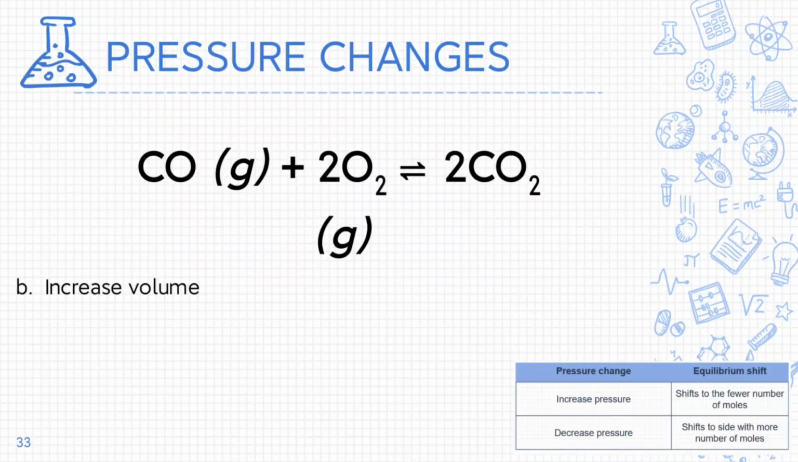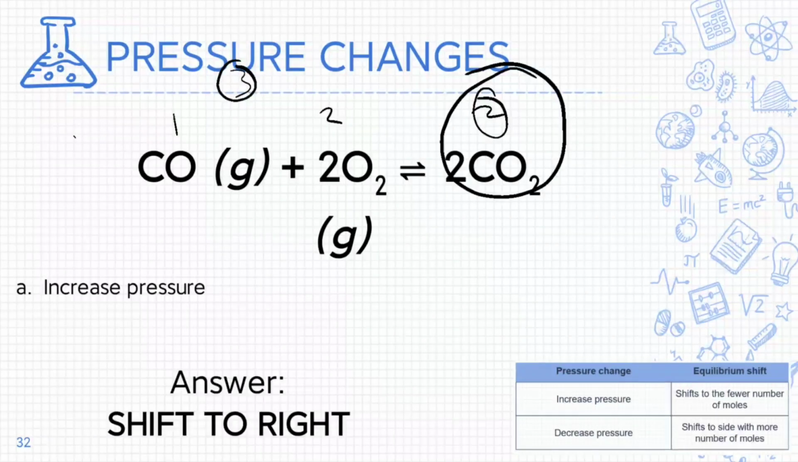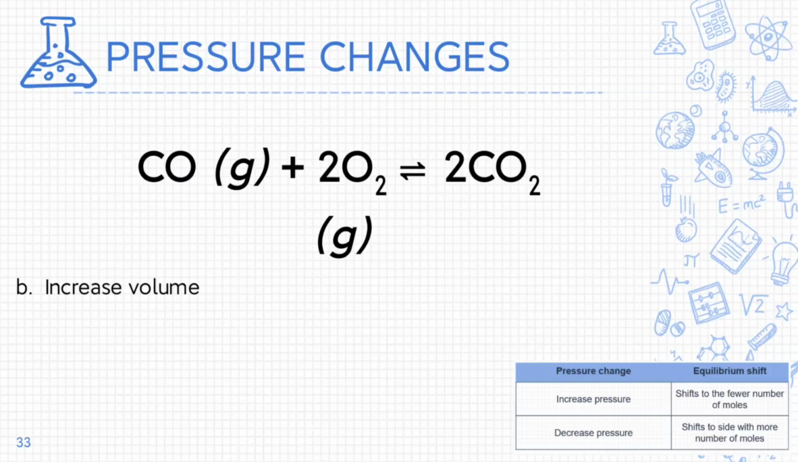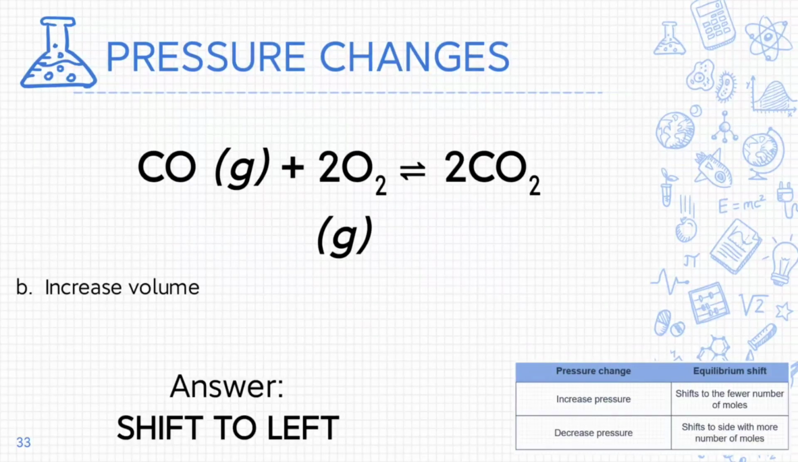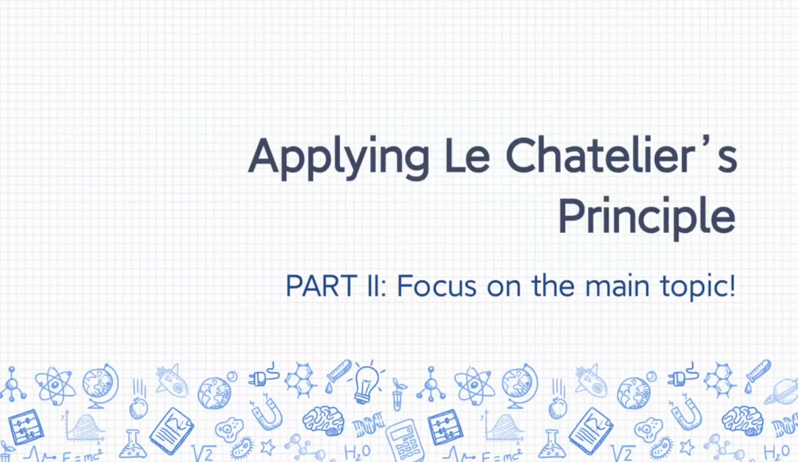Ganun lang kasimple. Now, if you increase the volume, again, it is inversely proportional to your pressure. So, babaliktarin mo lang to. Increase in pressure, shifts to the right. So, increase in volume shifts to the left. Diba? Ganun lang kasimple.